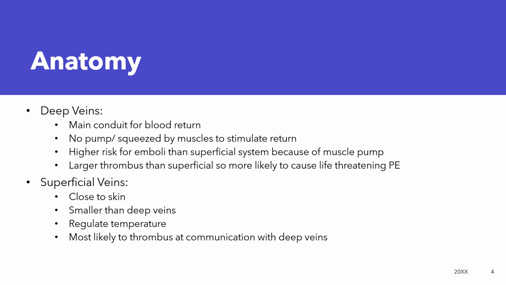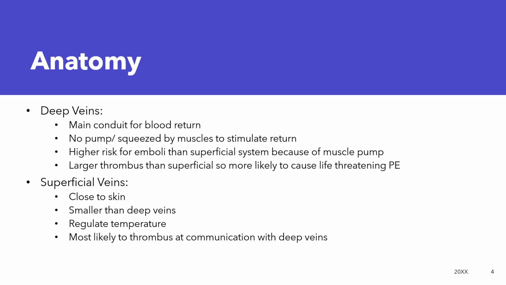If we look at the anatomy of the lower extremity, we can break it down into deep veins and superficial veins. Now, the biggest difference, aside from their name, which describes a little bit about where you expect to find these, is that the probability that you will create an embolism from one of these systems is going to be very different. So with our deep veins, that's our main conduit for blood return. That's going to include veins like our popliteal, our superficial femoral, our common femoral, and things like that. So most of our blood is really traveling through the deep veins.